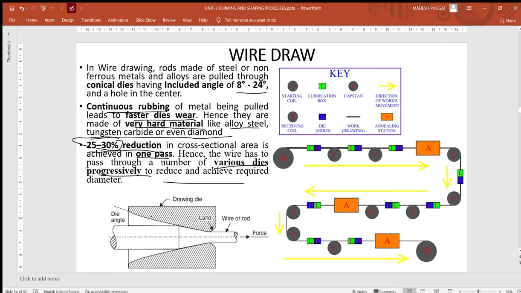Here you can see this is the die, this is the part which you need to pull, this is the force which has been applied, and this is the wire which is going through. You can see the included angle, which can be 8 to 24 degrees.